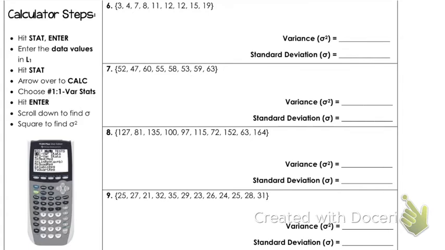What do you see now? X2. What do you think we're going to type into X2? 4. Go down. What do you think the frequency will be? 1. The next one, X3. What are you going to type in? 7. And what's your frequency? 1. X4. 8. Frequency of 1. X5. 11. Frequency of 1. X6. 12. Frequency? 2. Type in 2 and go down.